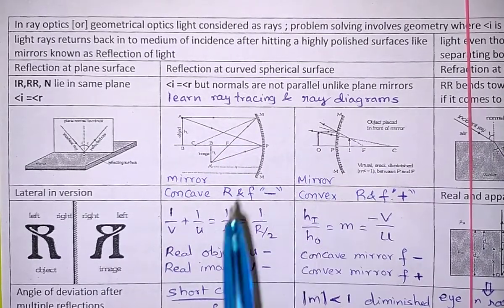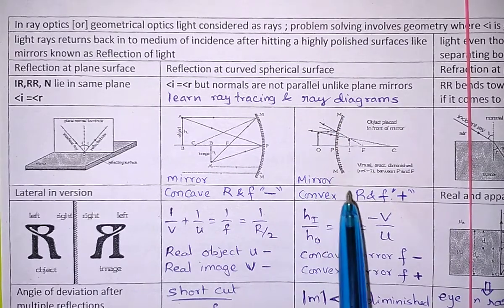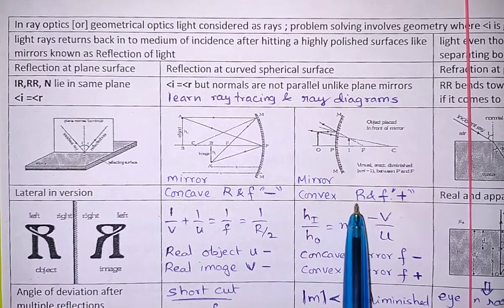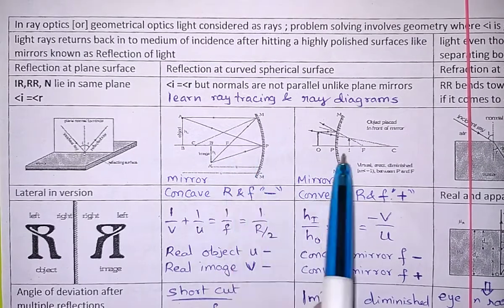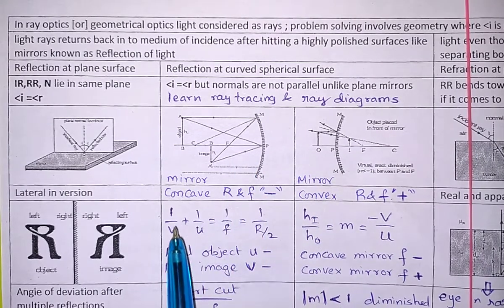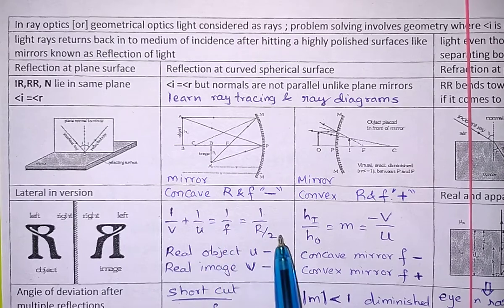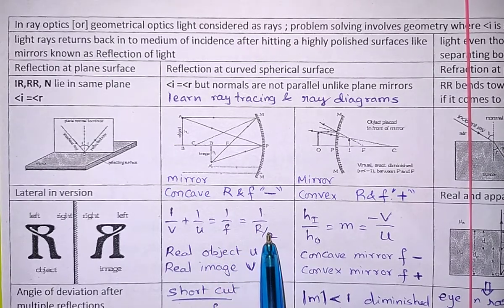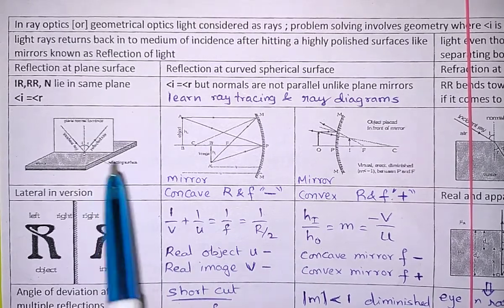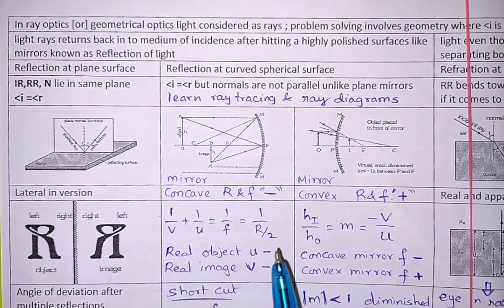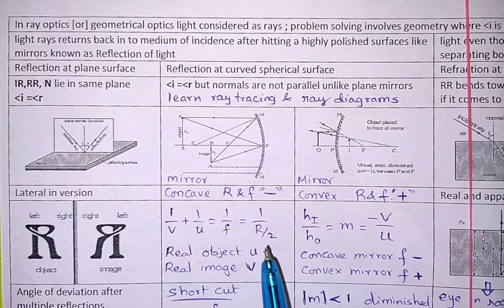In the case of a convex mirror, the curvature is facing towards the right, so R and F are positive. For both mirrors, concave and convex, we can use this formula: 1/V plus 1/U is equal to 1/F. This is image distance V, object distance U, and focal length F. Focal length is decided by the radius of curvature, so focal length will be half of the radius of curvature in the case of mirrors. In the case of a flat mirror, the radius of curvature is infinity, and focal length is also infinity. That means rays don't focus. If you send them parallel to the mirror, they will remain parallel.